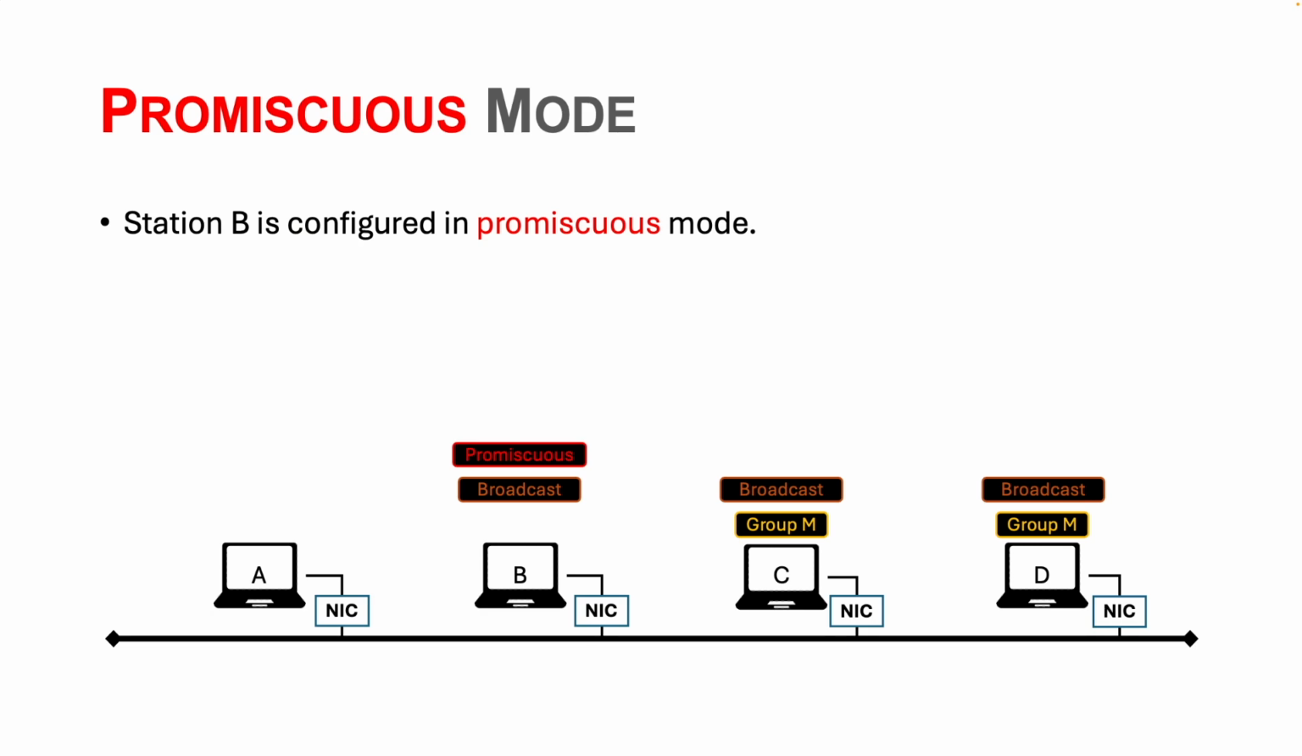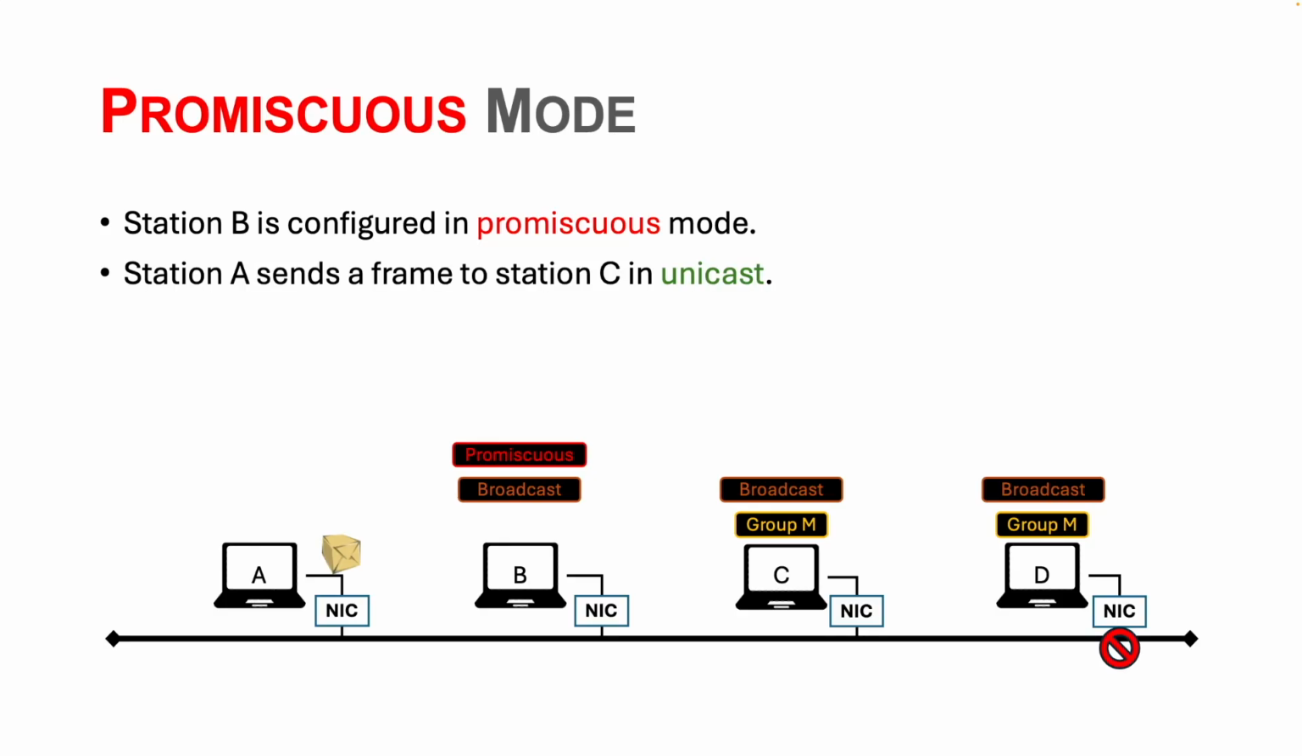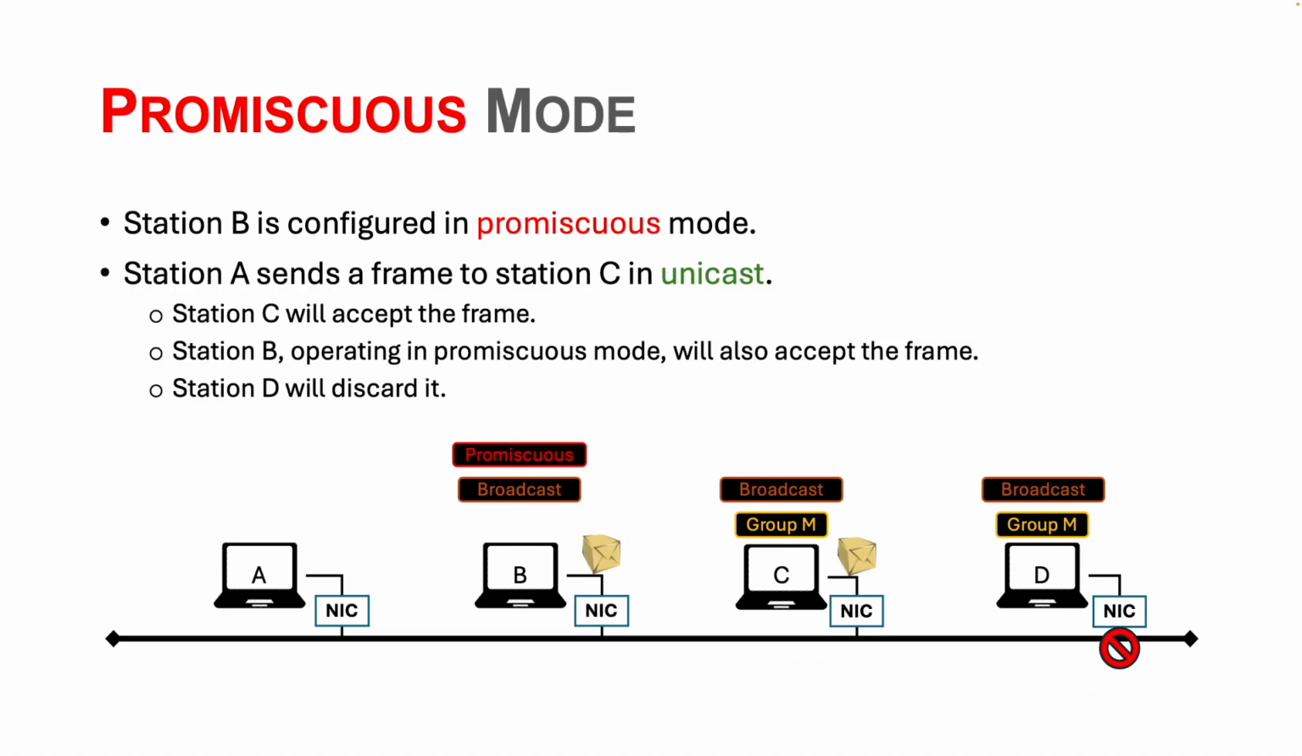Now, coming back to our example scenario, let's assume that station B is configured to operate in promiscuous mode. Similar to the unicast example, when station A sends a frame to the station with the unicast address C over the Ethernet cable, station C, which is associated with the unicast destination address, will receive the frame. Station B operating in promiscuous mode will also accept the frame, while station D will by default discard it.